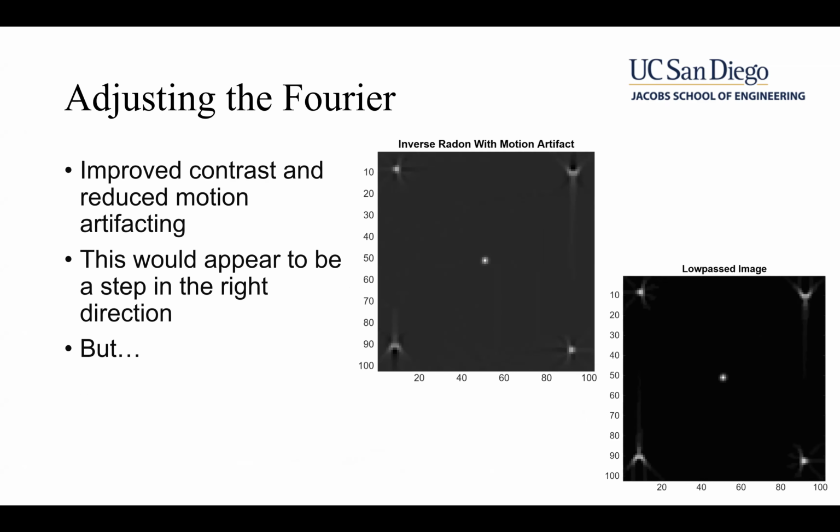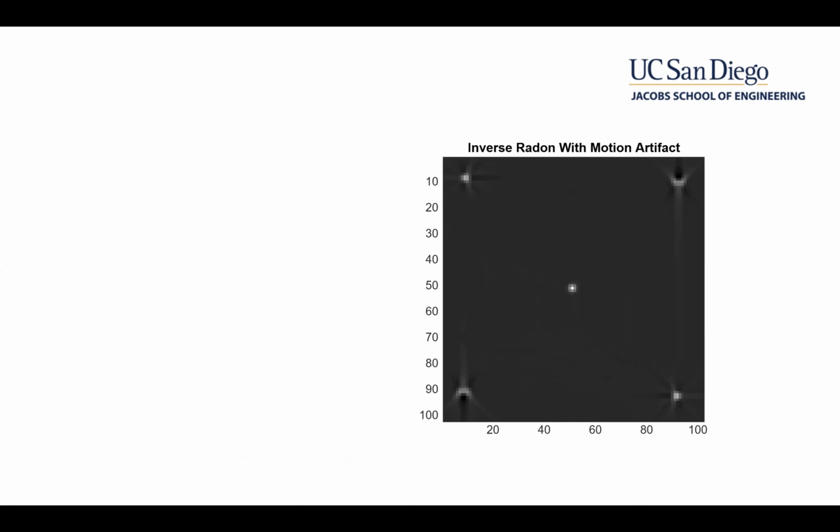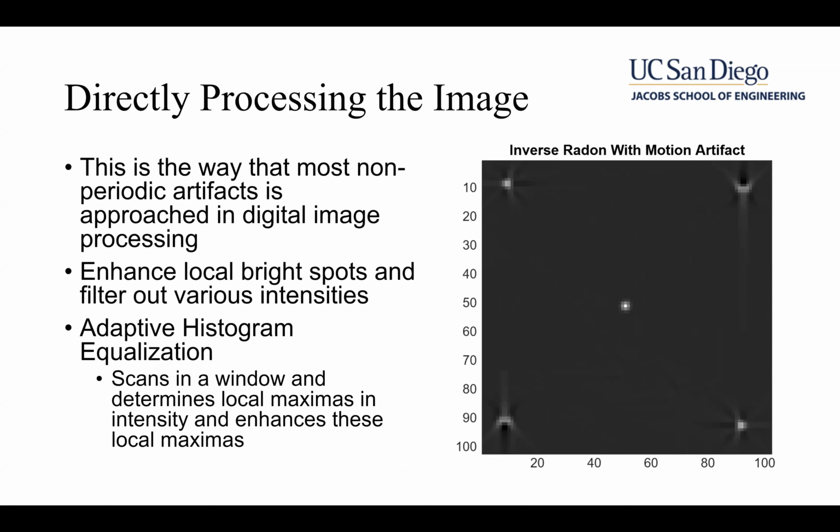However, this would appear to be the correct way forward, but we should also look at direct processing. So direct processing in this case, the best path forward is to try and enhance local bright spots and filter out the intensities of the artifacting that is unimportant to what we want to detect.